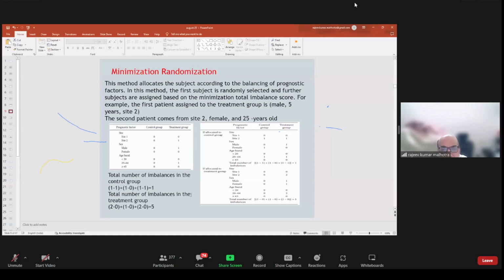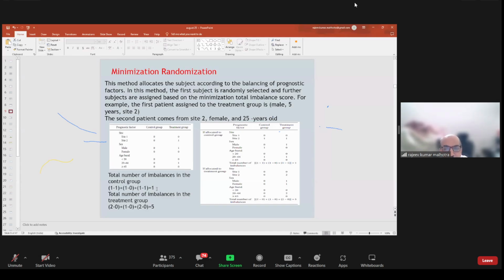Total number of imbalances in the treatment group. If you assign this patient to the treatment group, what will happen? It will become 2. So 2 minus 0. Then female: if you assign the female, 1 minus 0. And for the 25-year-old, it will become 2. If you assign to the treatment, 2 minus 0, so the total number of imbalances is 5. So you can write it here and then increase the score.